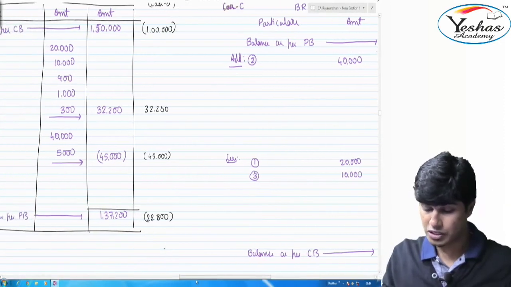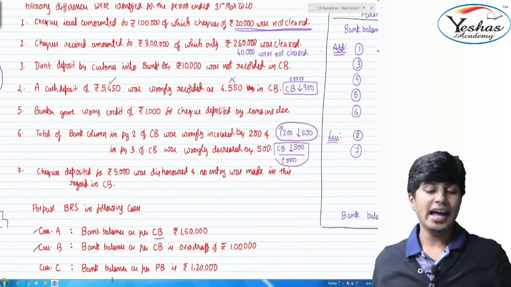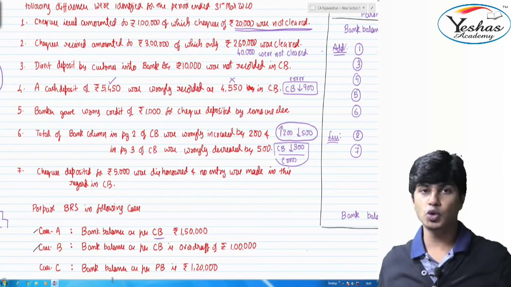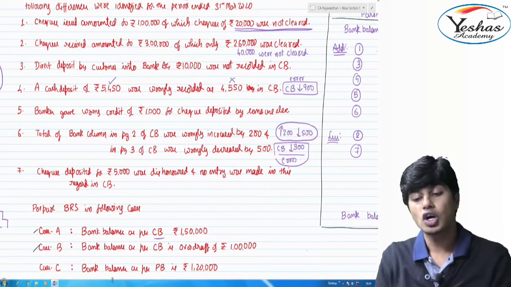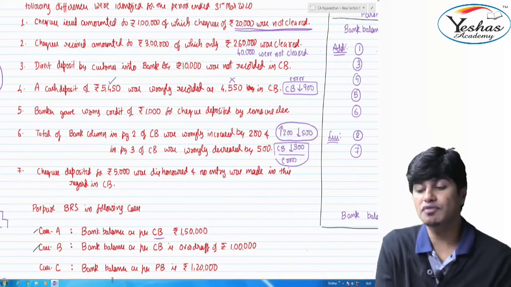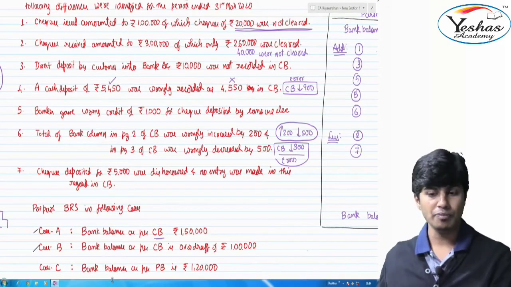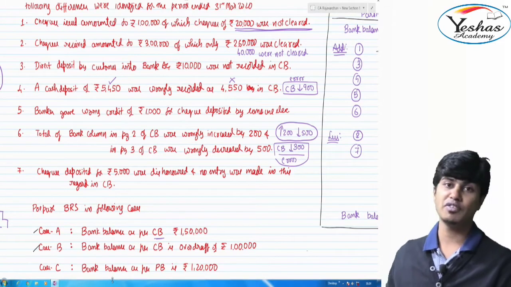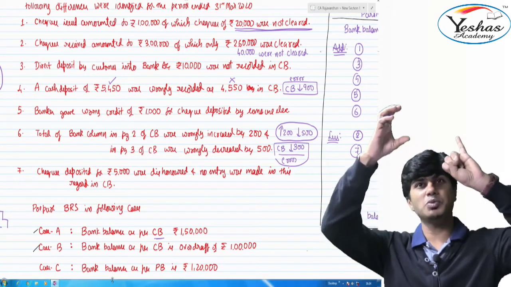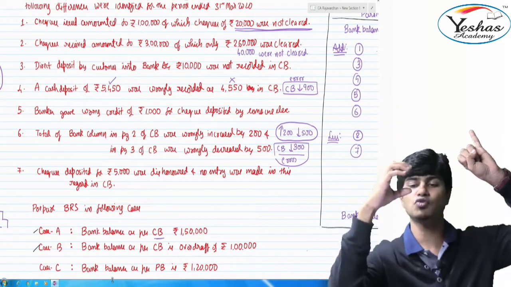Come on, let us now go to the fourth one. A cash deposit of 5,450. So you deposited 5,450 rupees, which should have been the increase in your cash book, but it was wrongly recorded as 4,550 in the cash book. When you deposited 5,450, you were supposed to write 5,450, but wrongly you wrote it as 4,550. So your bank balance as per cash book has come down. It should have been 5,450. You have written it as 4,550.